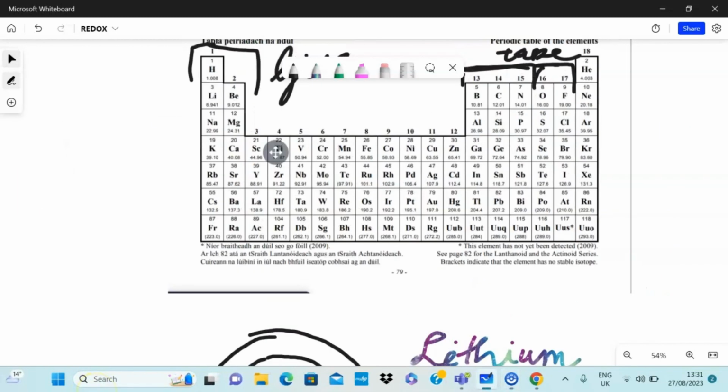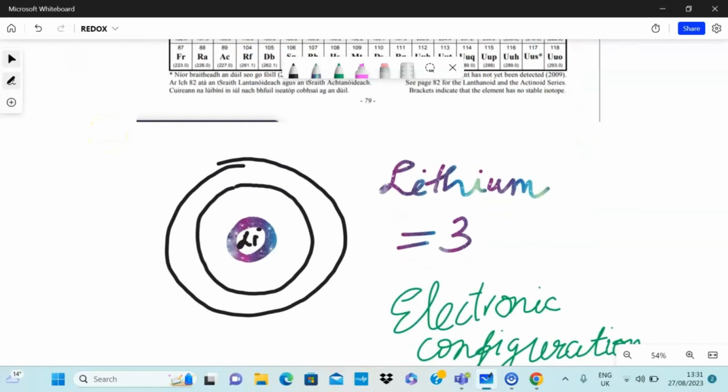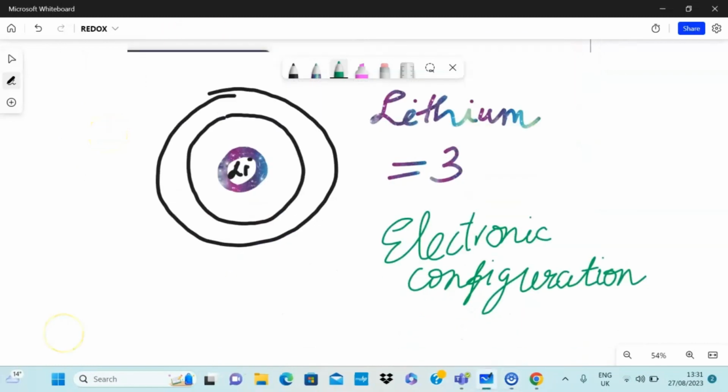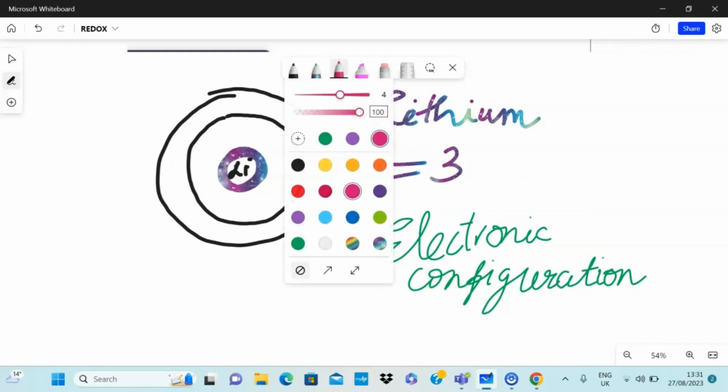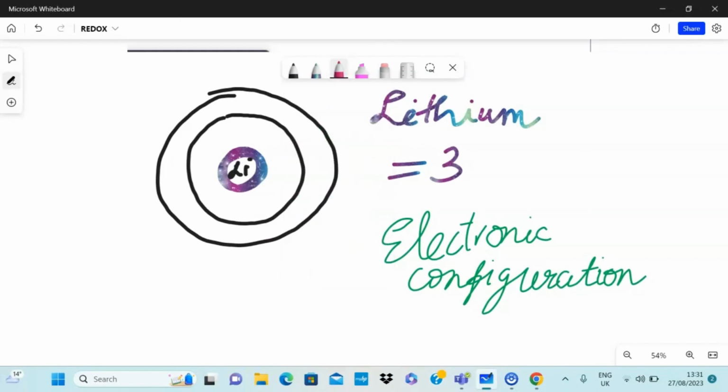Lithium comes from the first column. Sorry if I called it row before. First column. And it has an atomic number of 3, which basically means it has 3 electrons. So in any atom, there's always two electrons in the first shell, and then potentially you should have 8 at the end. So this one doesn't have 8, it's just 1.